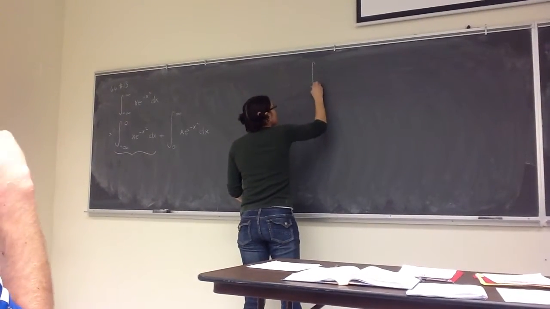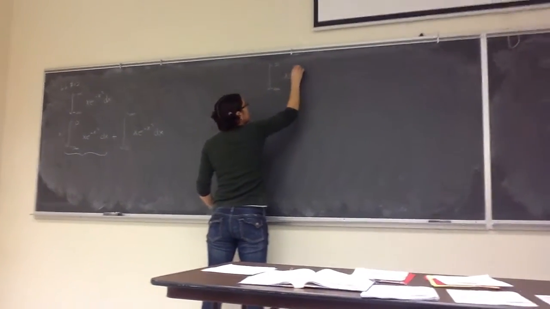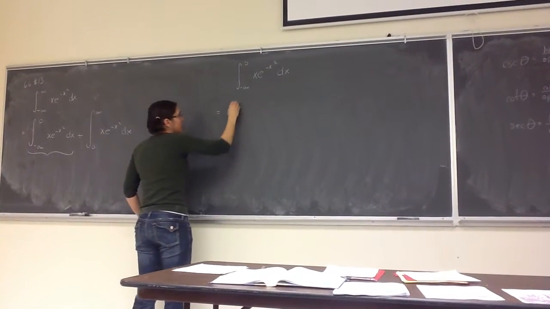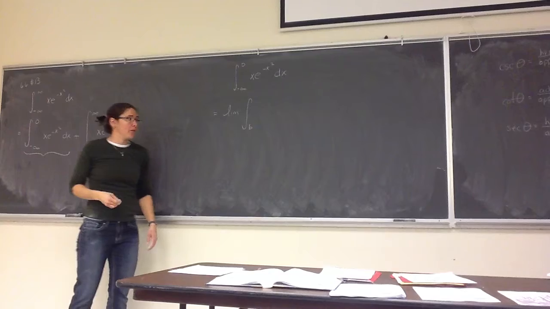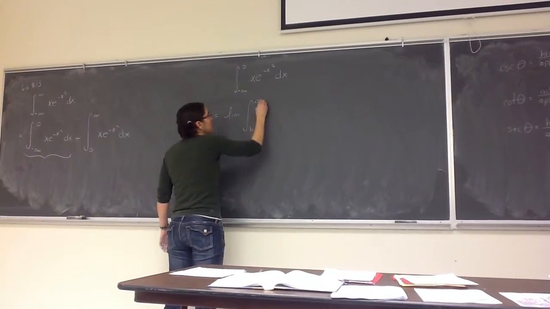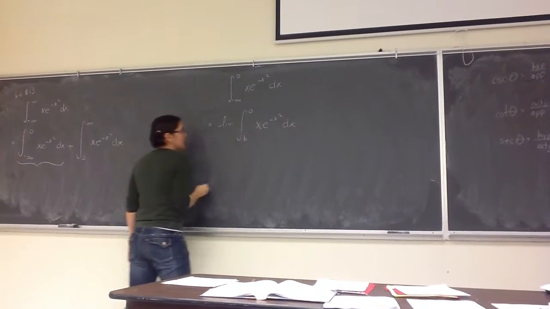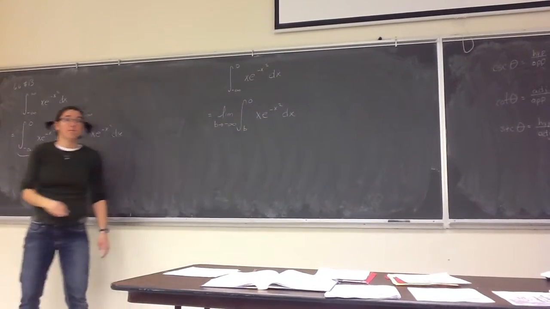So we've got the integral from negative infinity up to 0 of x e to the minus x squared dx. And we want to make this proper. So in order to make this proper, we can put b in for a big number, b up to 0 of x e to the minus x squared dx. And we'll take our limit as b approaches negative infinity.